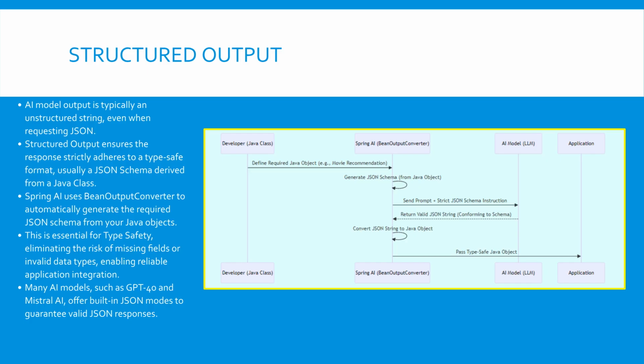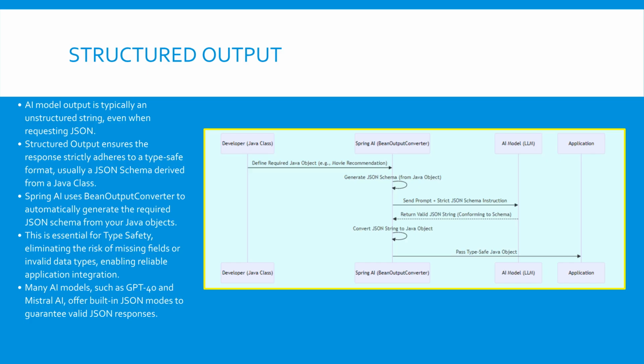You simply define a Java class, and the converter automatically generates the necessary JSON schema. This schema is then passed to the AI model as part of a detailed prompt, instructing it precisely what structure to follow. This approach is crucial for achieving type safety. It eliminates the risk of missing required data fields or incorrect formatting, which makes integrating AI responses into your application logic reliable and robust. Many major models now offer dedicated JSON modes to guarantee valid output.